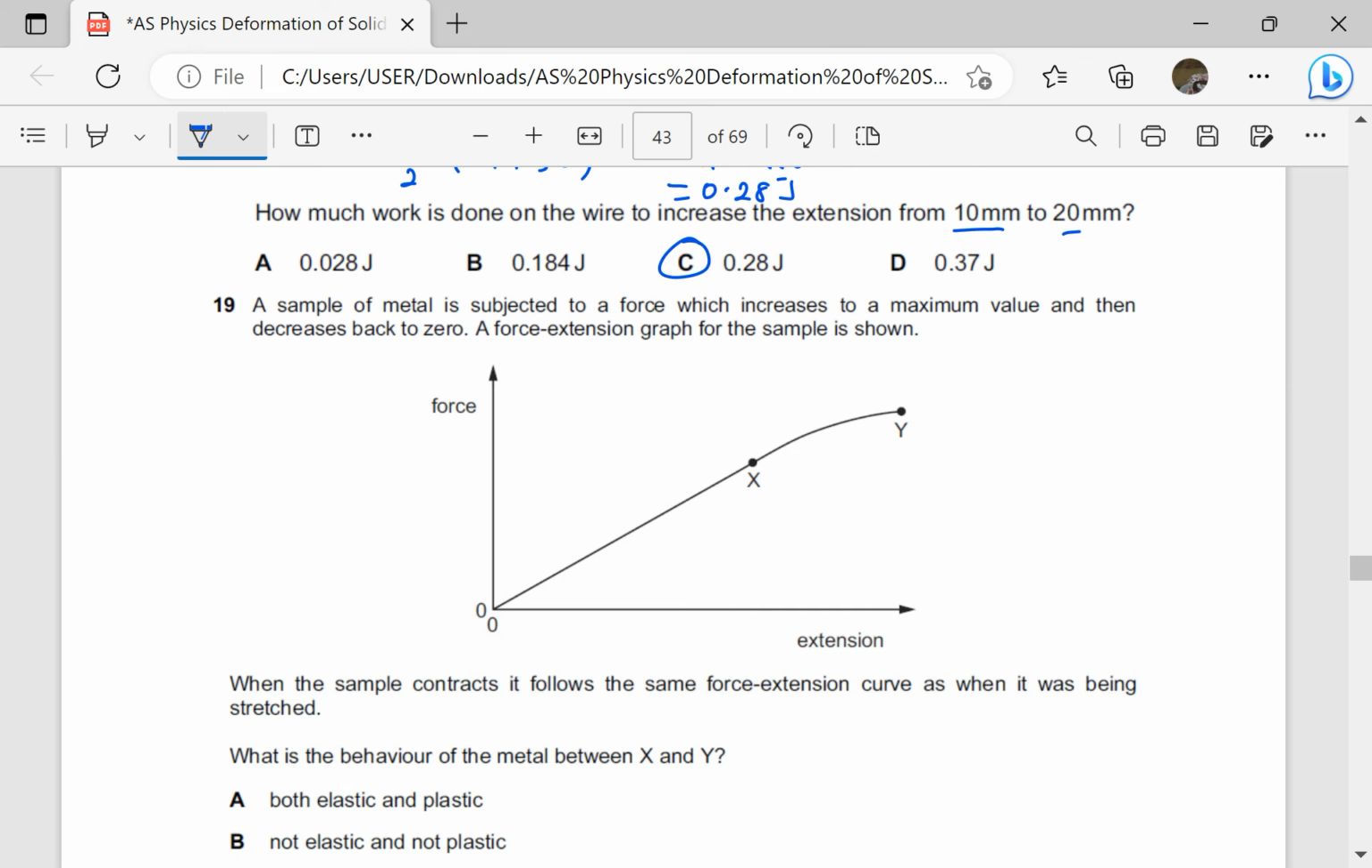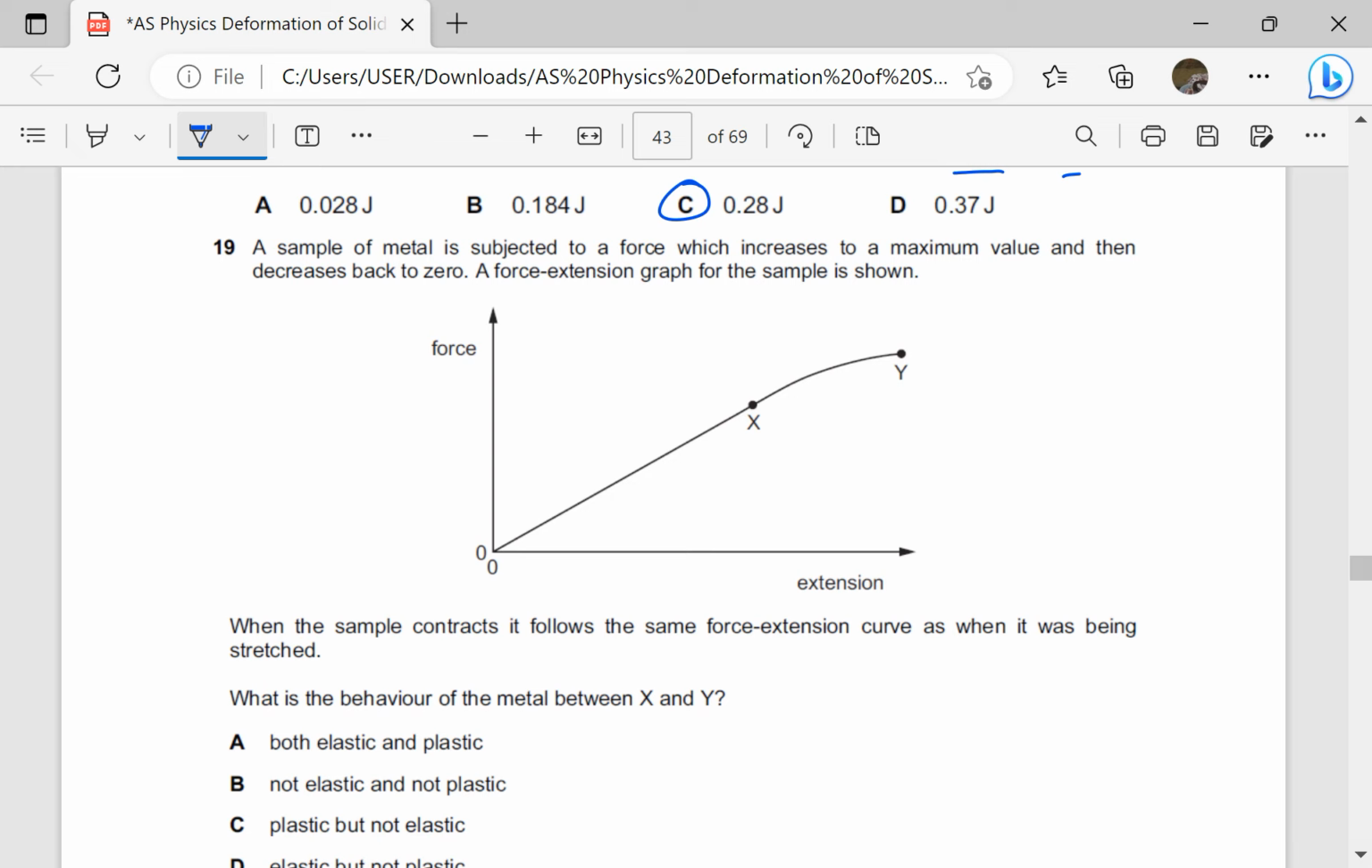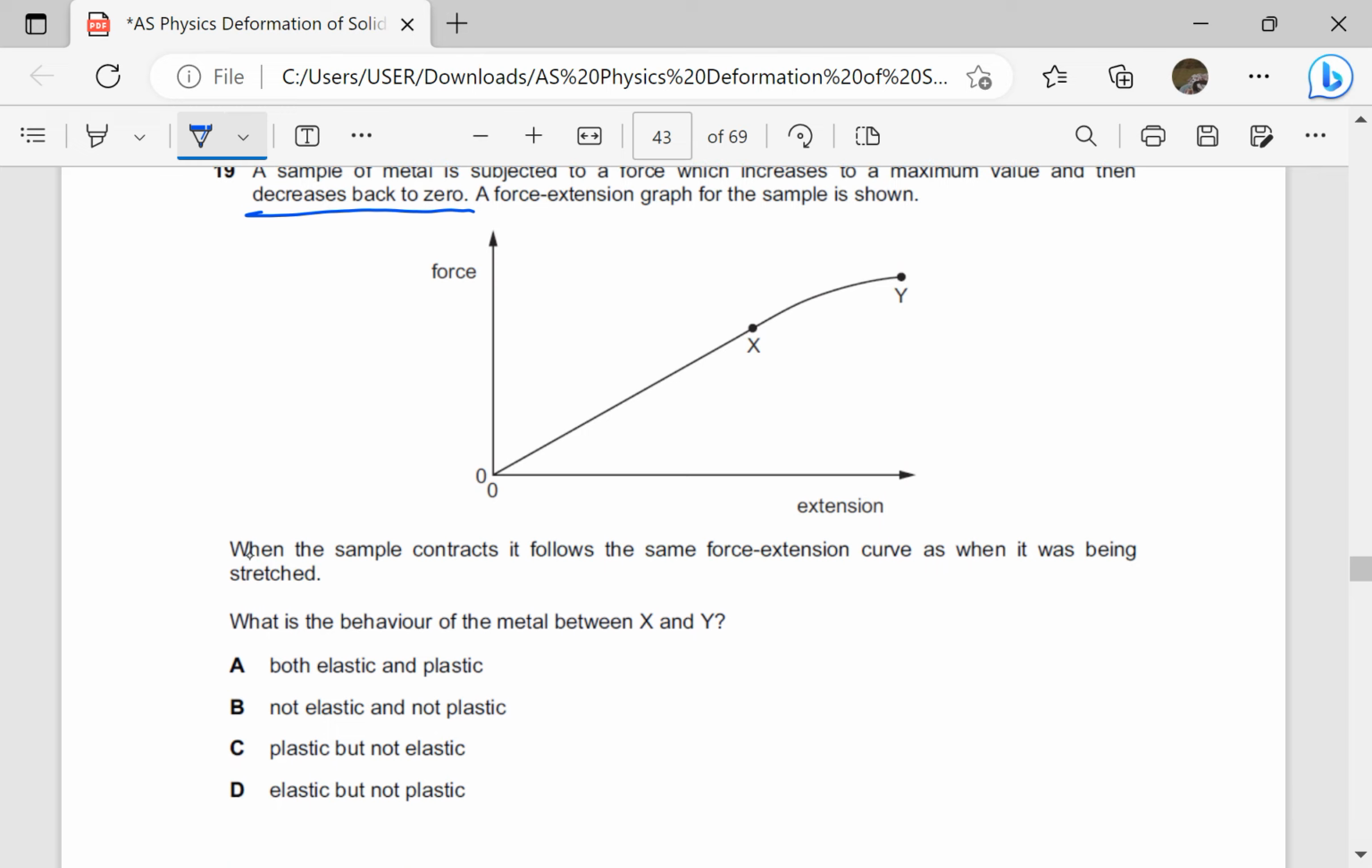A sample of metal is subject to a force which increases to a maximum value and then decreases back to 0. A force extension graph for the sample is shown. When the sample contracts, it follows the same force extension curve as when it was being stretched. What is the behavior of the metal between X and Y?